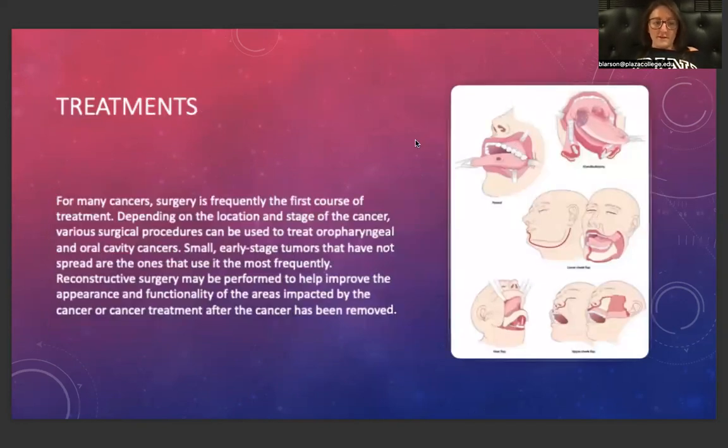Treatments for oral cancer. For many cancers, surgery is frequently the first course of treatment. Depending on the location and stage of the cancer, various surgical procedures can be used to treat oral pharyngeal and oral cavity cancers. Small early stage tumors that have not spread are the ones that use it more frequently. Reconstructive surgery may be performed to help improve the appearance and functionality of the areas that are impacted by the cancer, or cancer treatment, after the cancer has been removed.